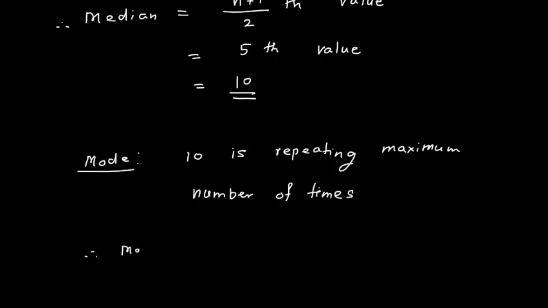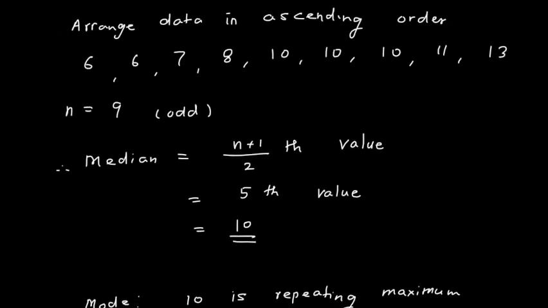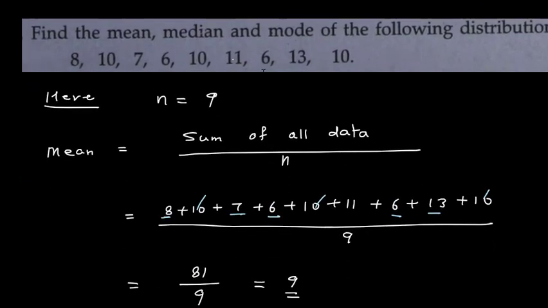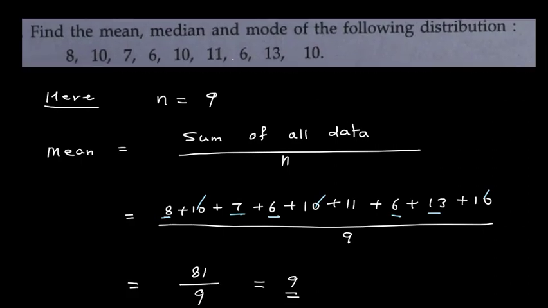Therefore we say that mode is equal to 10. So median is 10, mode is 10, and mean is 9. Here in this case the data is raw data only, but we have to find mean, median, and mode, all the 3 values, right? Okay, so let us now check the next question.